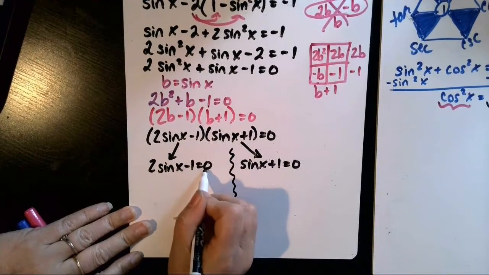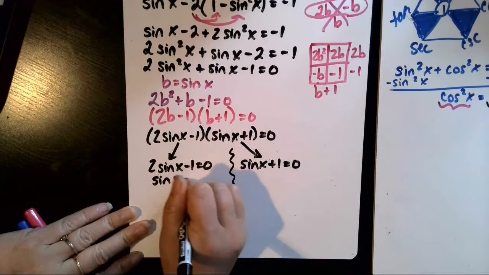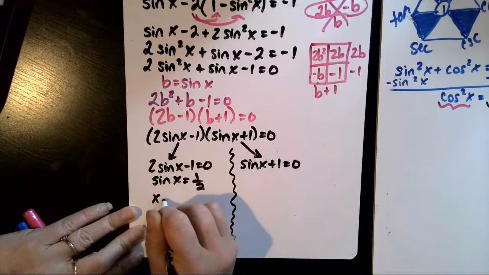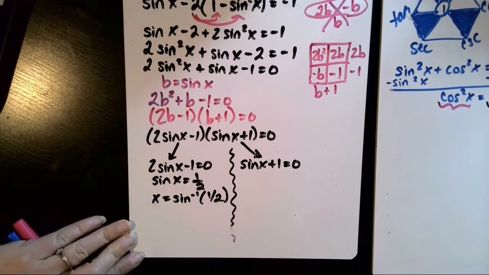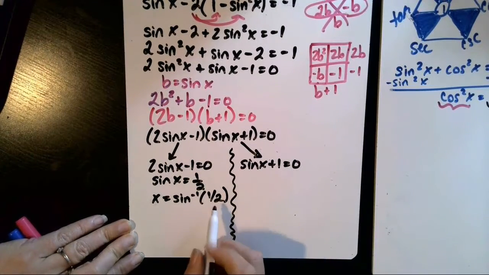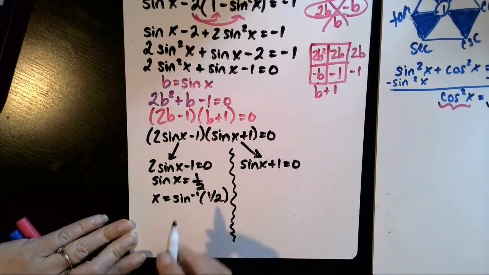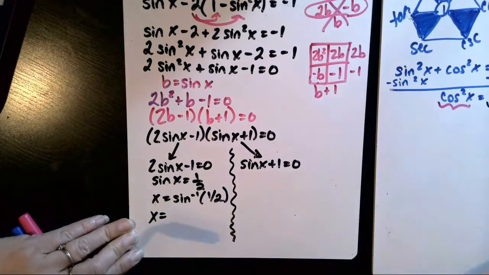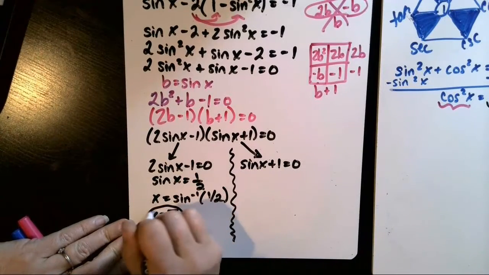So in this case, we would add 1 to the other side. We would divide by 2, and sine of x would be equal to 1/2. And then to take the inverse of both sides, we'd end up with x equals the arc sine of 1/2. So we would be looking on the unit circle for all of the angles from 0 to 2 pi that have a y-coordinate of 1/2, since that's what the sine function means, is the y-coordinate. And that first answer would be found at pi over 6 on the unit circle.